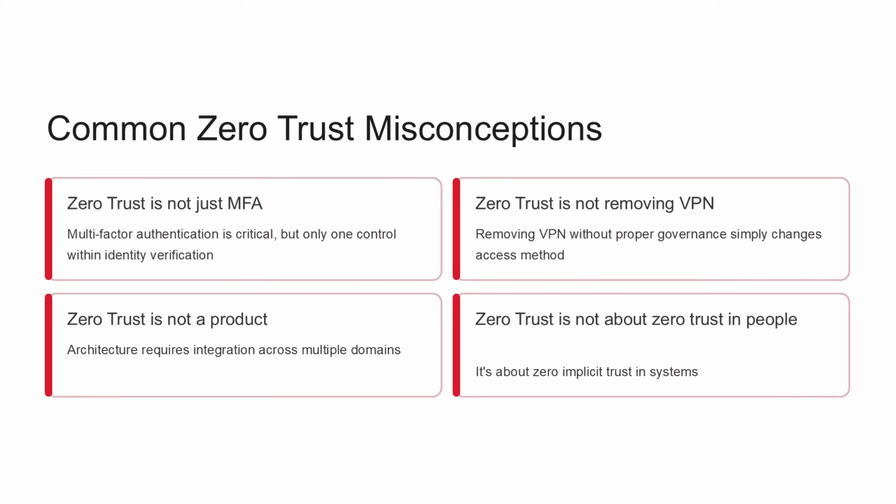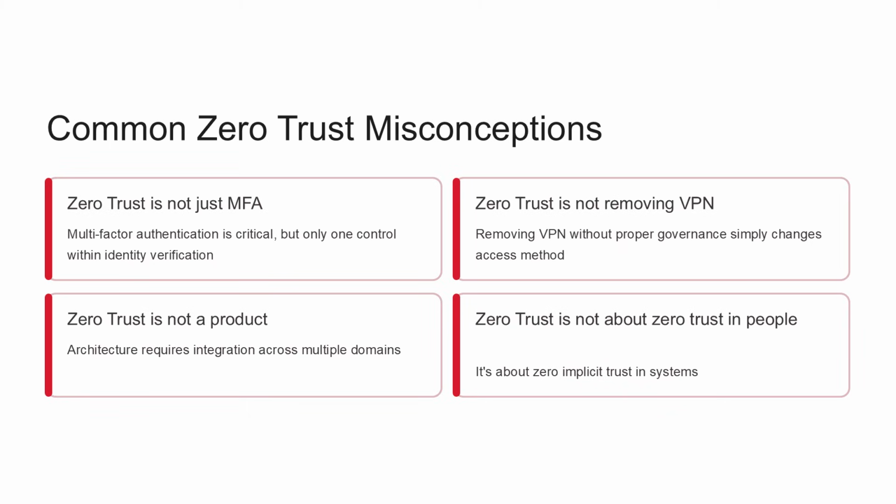Many organizations claim to have implemented zero trust when they have only implemented partial controls. Let us clarify common misconceptions. Zero trust is not just MFA. Multi-factor authentication is critical, but it is only one control within identity verification. Zero trust is not removing VPN. Removing VPN without proper identity governance and segmentation does not create zero trust. It simply changes the access method.